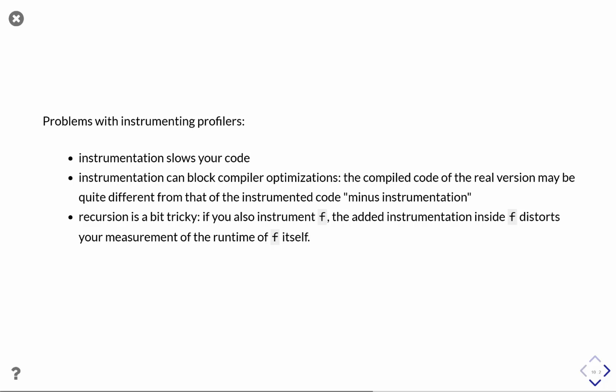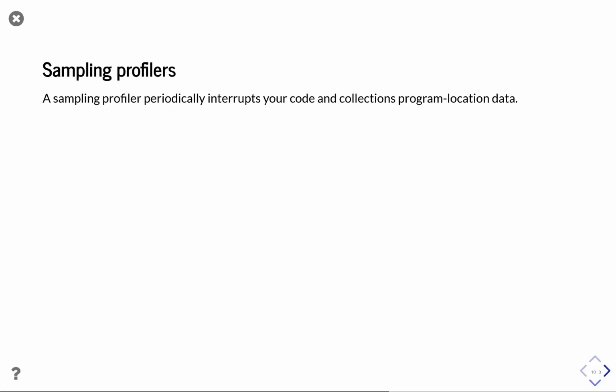But I think that those are less fundamental, if you will, than the really fundamental issue that basically you're running different code than the one that would be running without the instrumentation. And so for this reason and a few others, but this is the big one, most of the world, I would say, has switched over to what are called sampling profilers. And these work by a very different principle. They may be much less intuitive initially to you. The idea behind a sampling profiler is that it periodically takes a snapshot of where you are in your code.